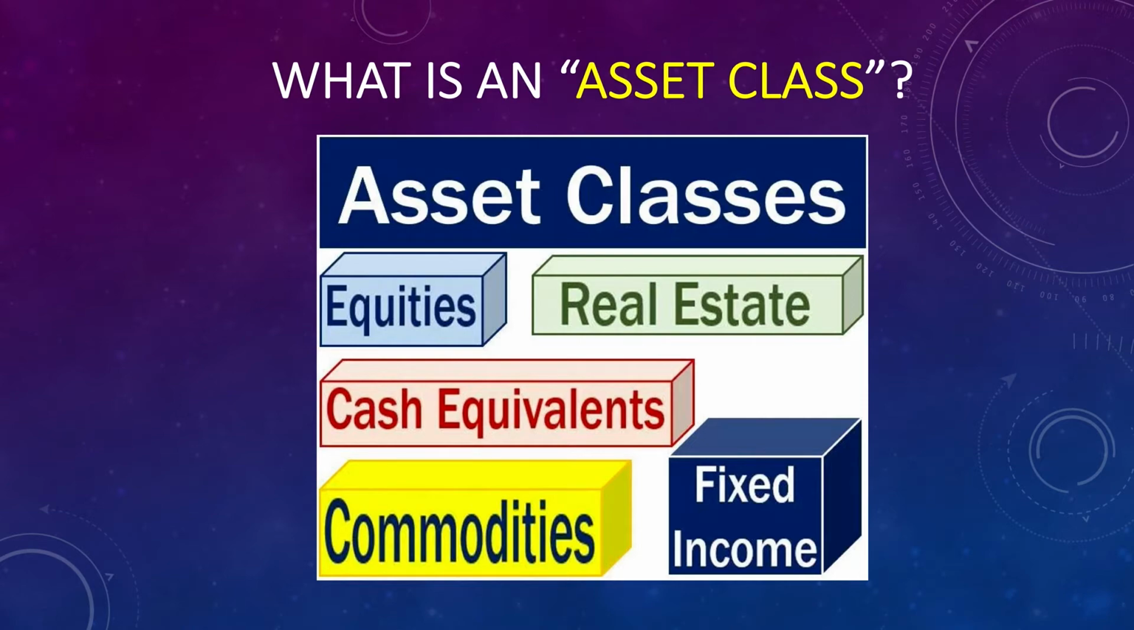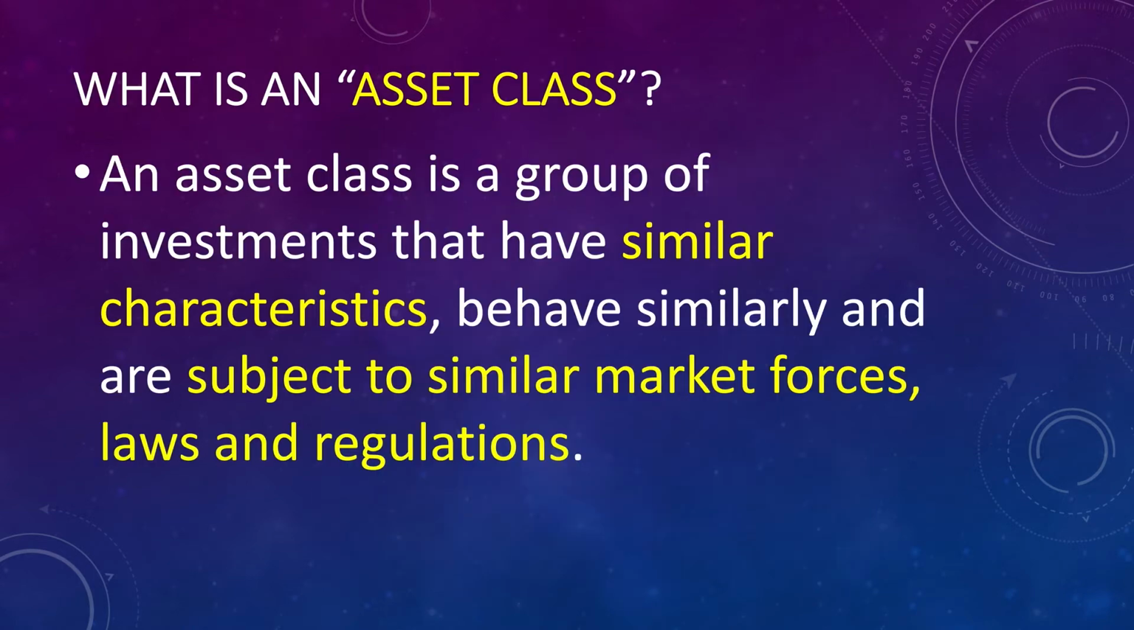So, an asset class is a group of investments that have similar characteristics in terms of risk or return, perhaps their taxation, how their returns are taxed or something like that, where they might be located geographically, and the like. They are subject to similar market forces, laws, and regulations as well.